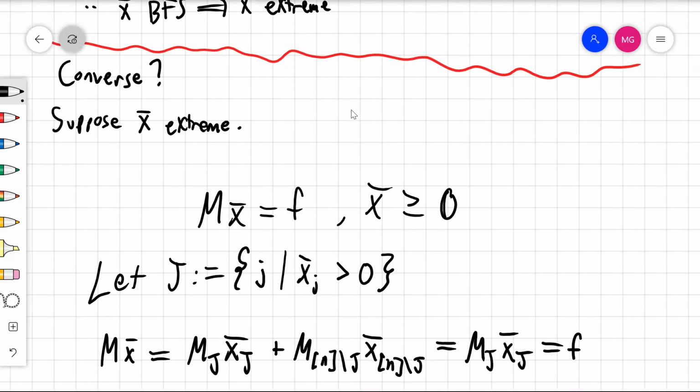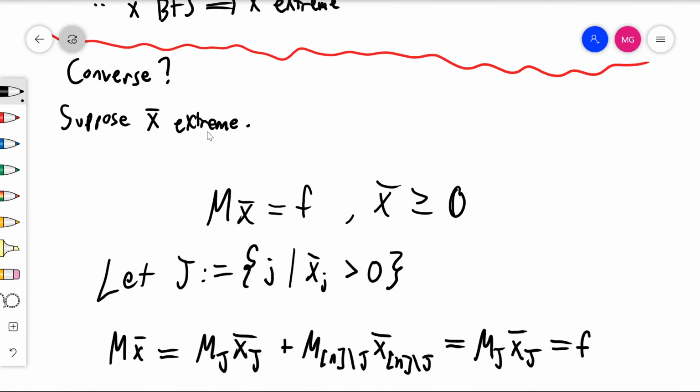Okay, and then what about the converse? Is that true as well? Well, yeah, of course it is. It's just how do you show that? So what you do is you suppose that x bar is an extreme point, and you want to show that it's a basic feasible solution for some basis. So we're going to construct a basis for which it's a basic feasible solution.